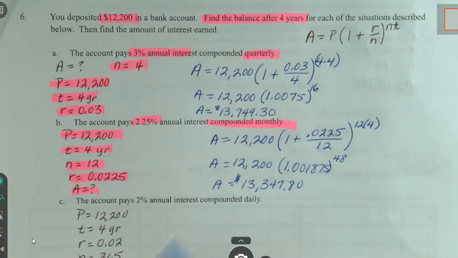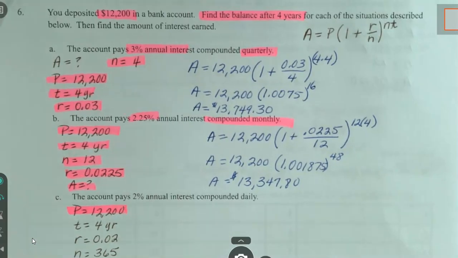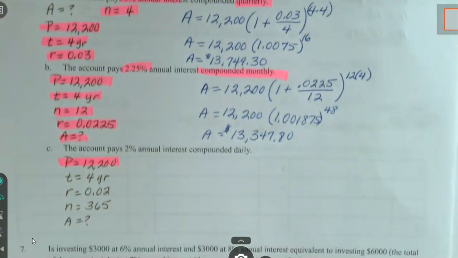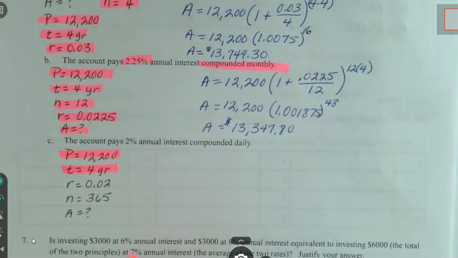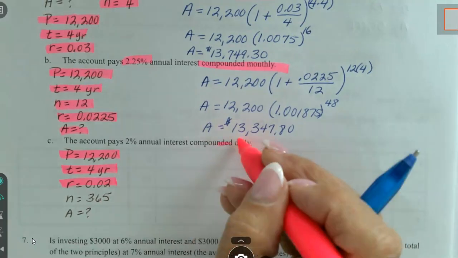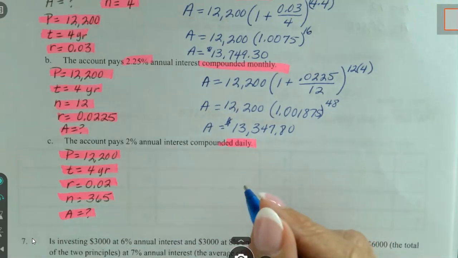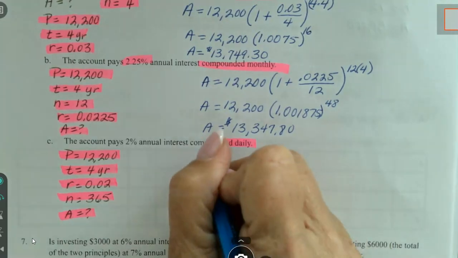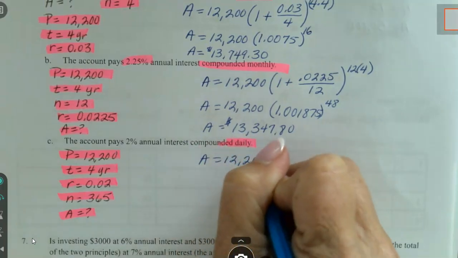The next one again is, principal still the same. We are still at 4 years because that didn't change. The rate has now gone to 2%. It is compounded daily, which is 365. And again, I'm looking for my A value. If you would like, pause it and see if you agree.